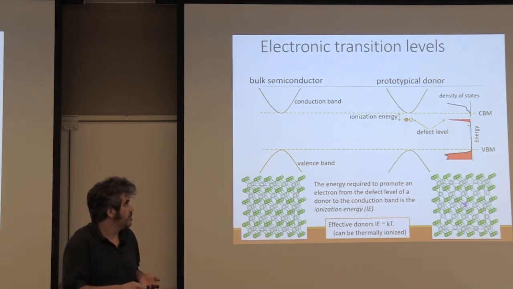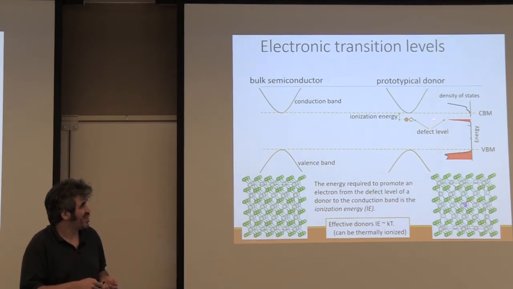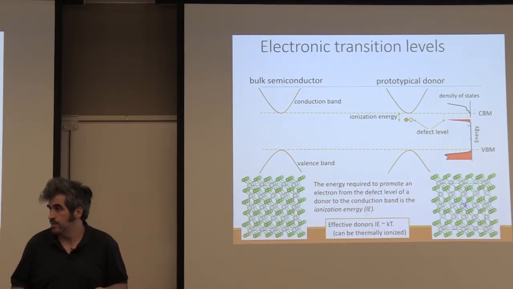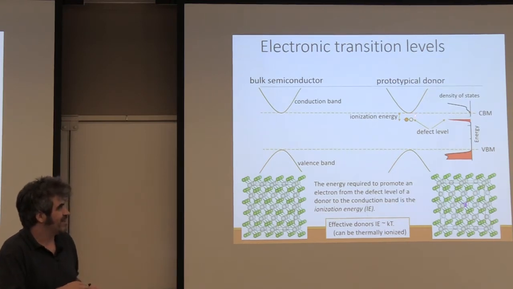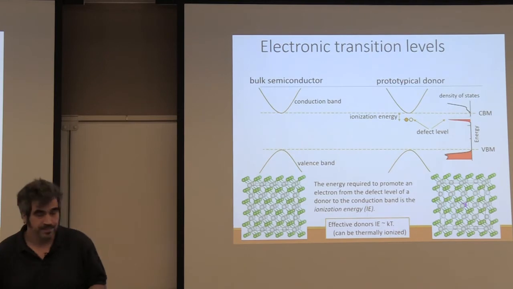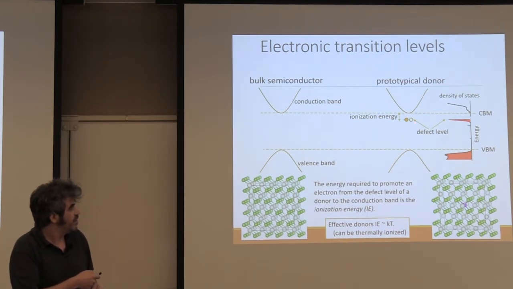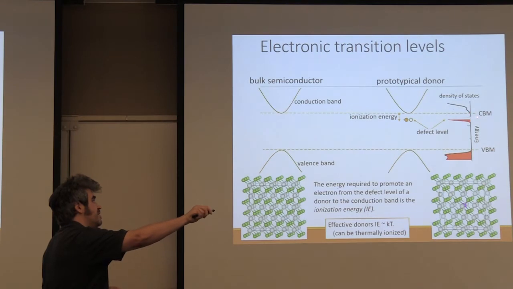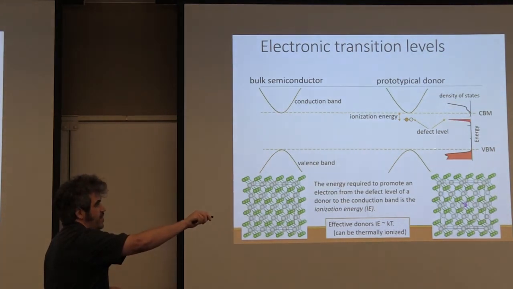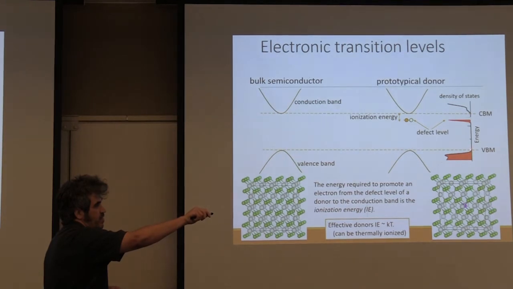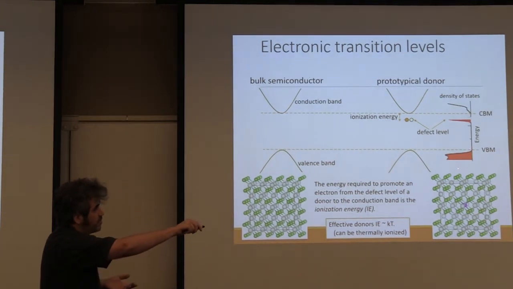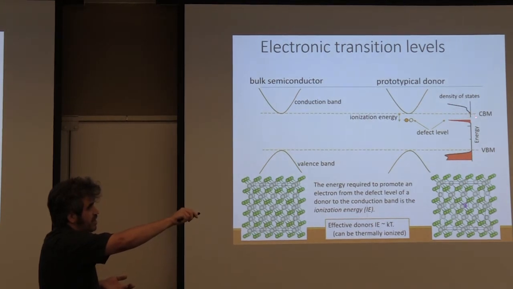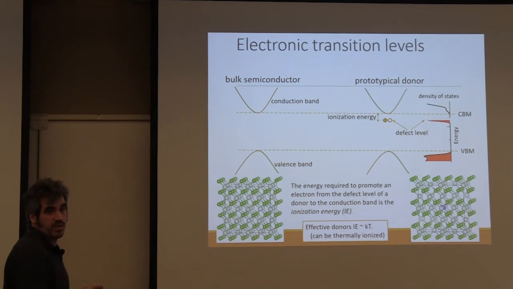So what's a donor? A donor is just some defect which causes there to be an electronic level near the conduction band. It really needs to have an electron in that state in order for it to be a donor. So this is the band structure with this schematic defect level, and you can also look at the density of states. Here, looking at it from the side, energy is on this axis, and here is the valence band. If you look at the density of states, once you get below the valence band, there's some density of states there. After you get above the conduction band, the density of states increases, and then you have a peak in the density of states somewhere in the gap associated with the defect level.